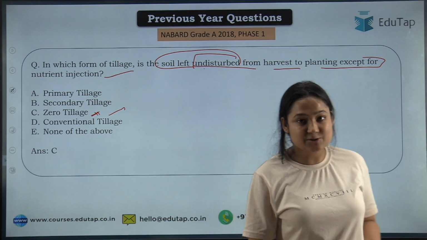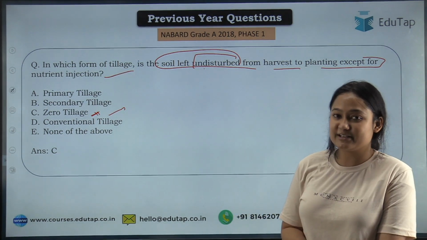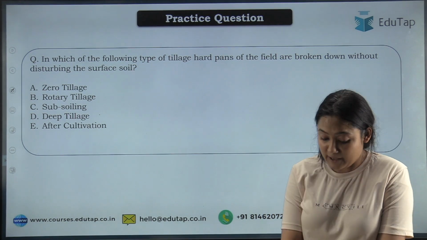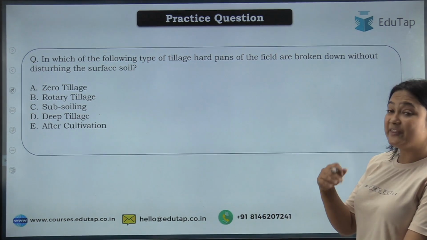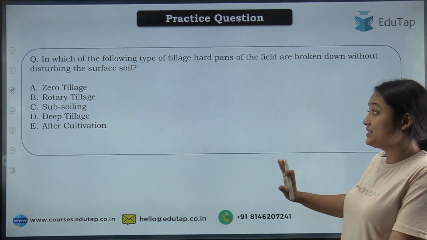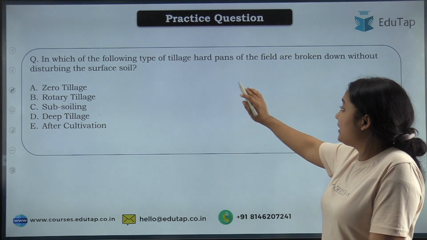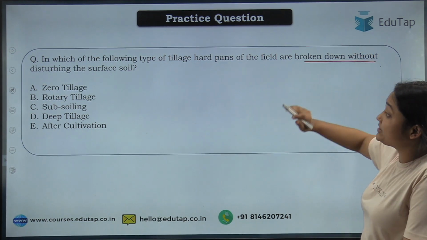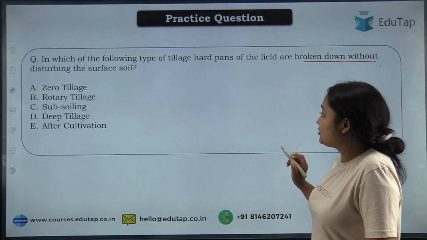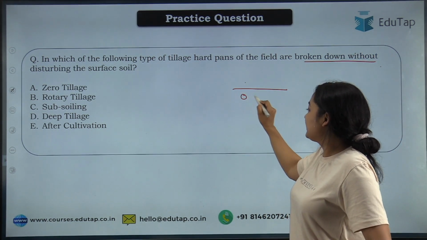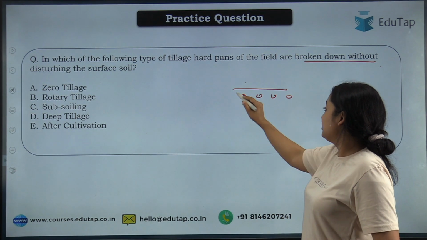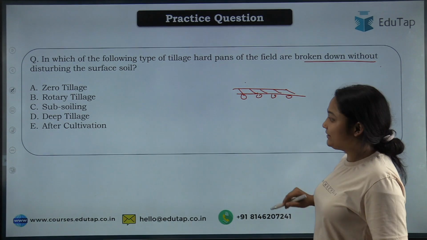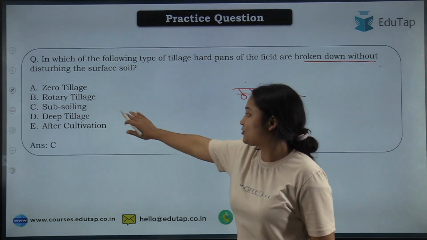So that was all, students, for your tillage. We have discussed the agronomy part here and what is important. Now let's quickly discuss another question that can appear. It is your practice question since we have discussed it. In which of the following types of tillage are hard pans of the field broken down without disturbing the surface soil? We are not disturbing the topsoil, but we are breaking the hard pans at the lower layer of the soil. So that will be your, very good, subsoiling.